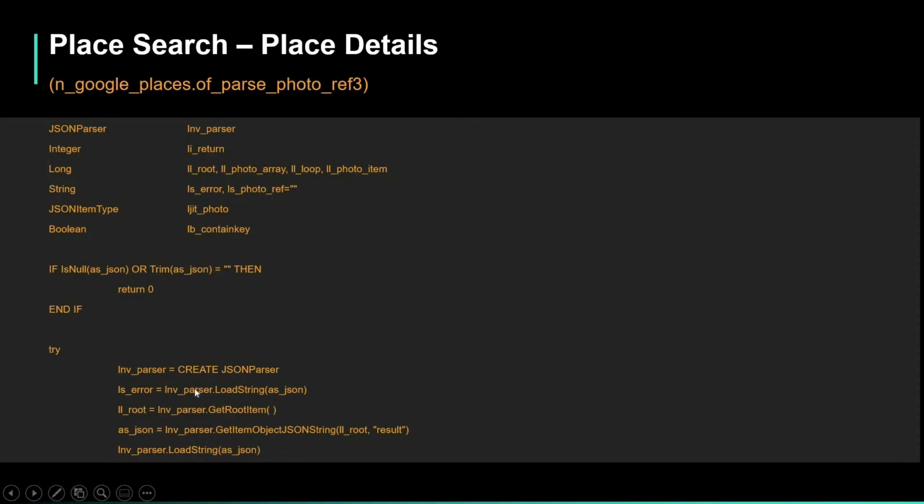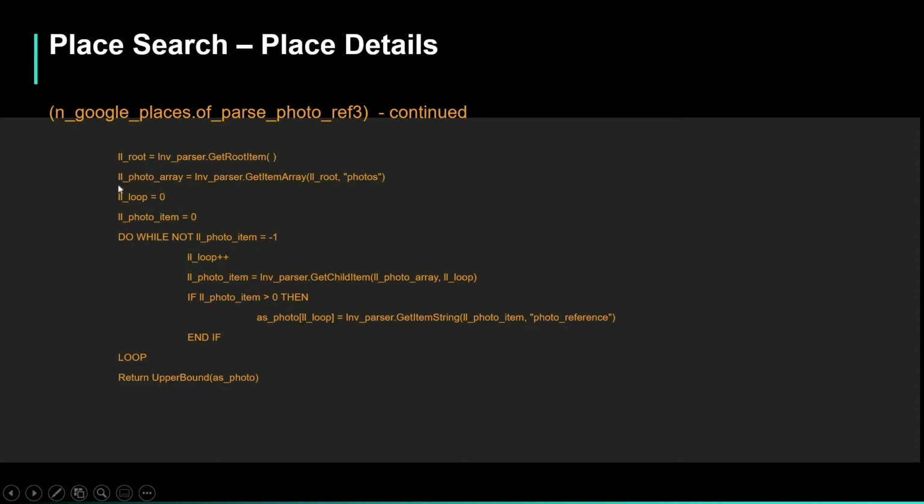So then we create the JSON parser, load the string, get the root item, and then we get the highest level object, which is called the result, using the get item object JSON string. Then we take that string and load it into the parser again. And we get the root item from that. And then we'll get the array. This is actually the handle to the photo array. So then we set up a couple of variables, loop and photo item.